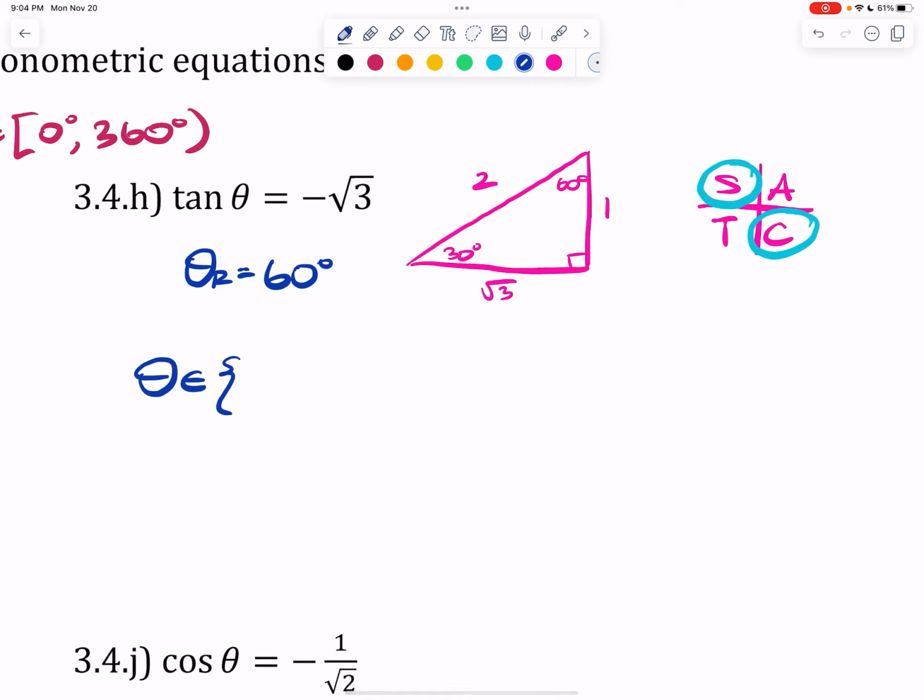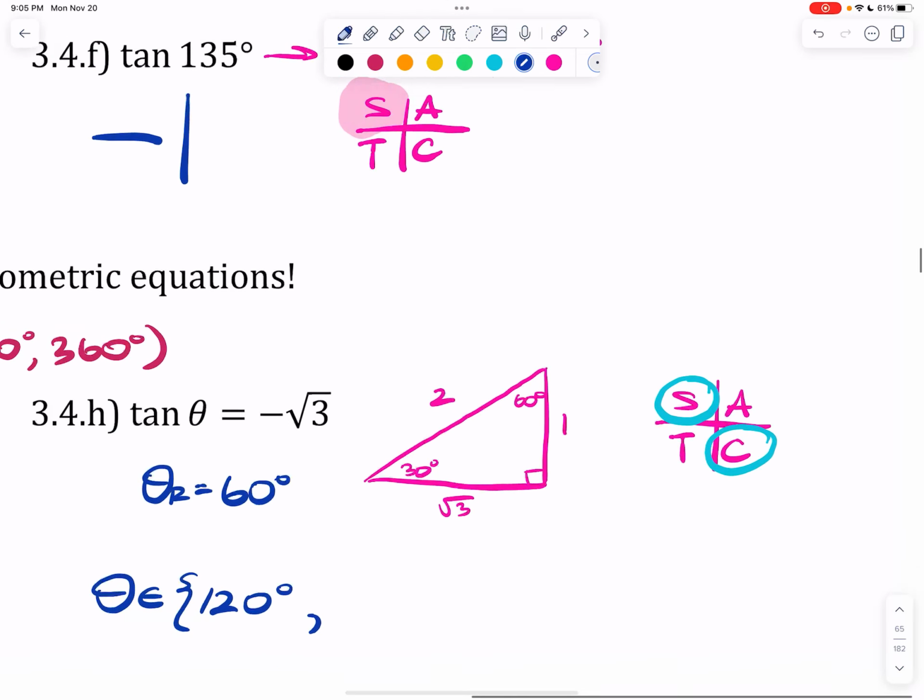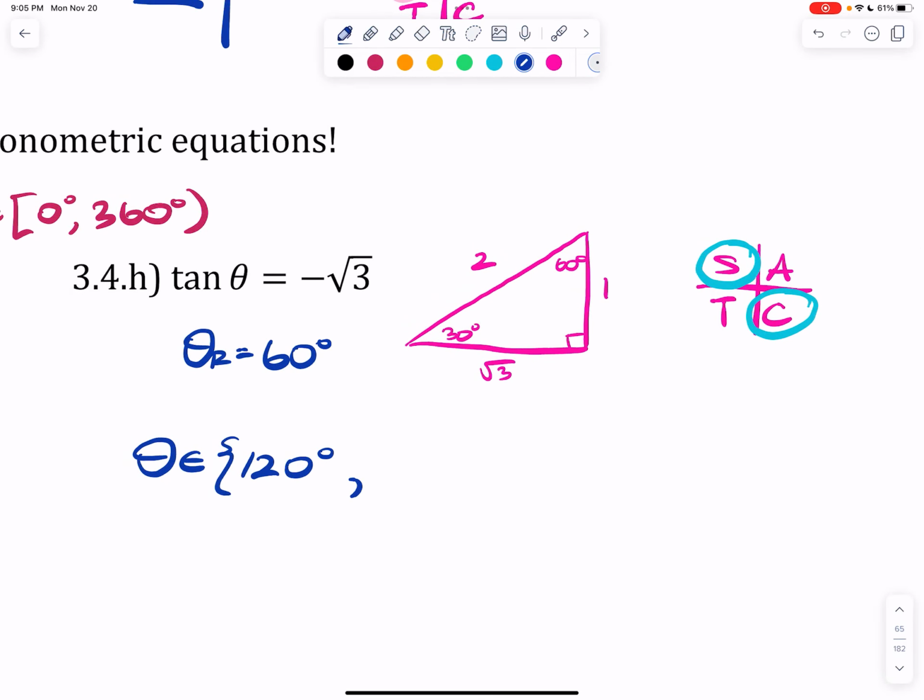That means we can use the quadrant 2 version of 60 degrees. So 180 minus 60 gets us 120 degrees. And then quadrant 4, that's 360 minus 60, so 300 degrees.